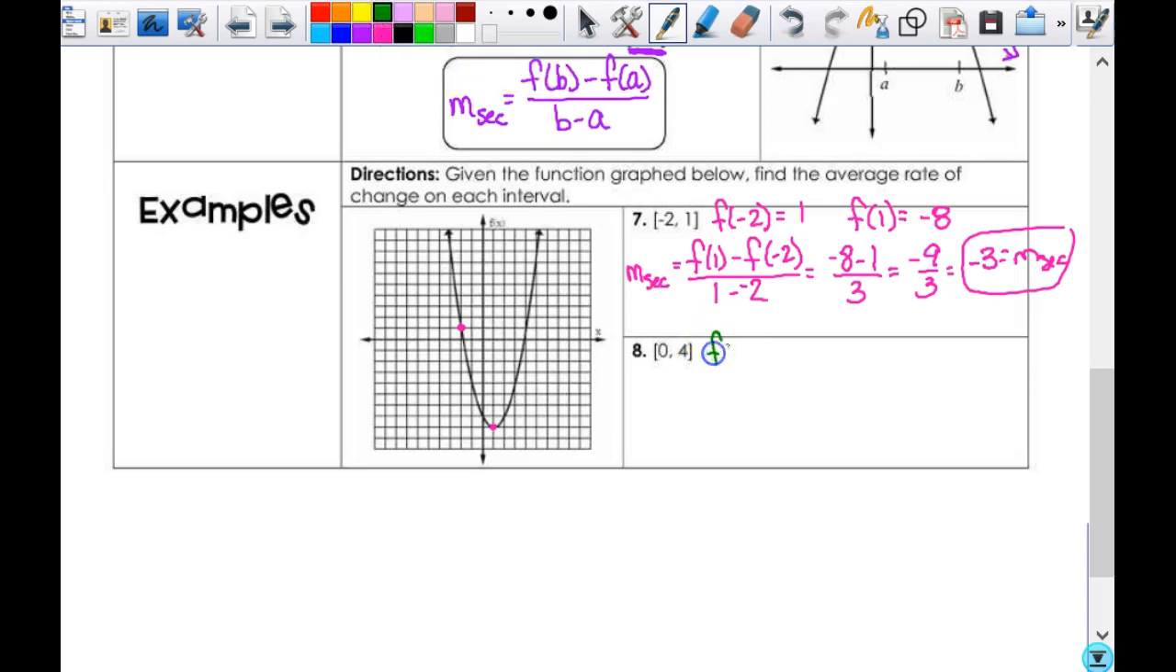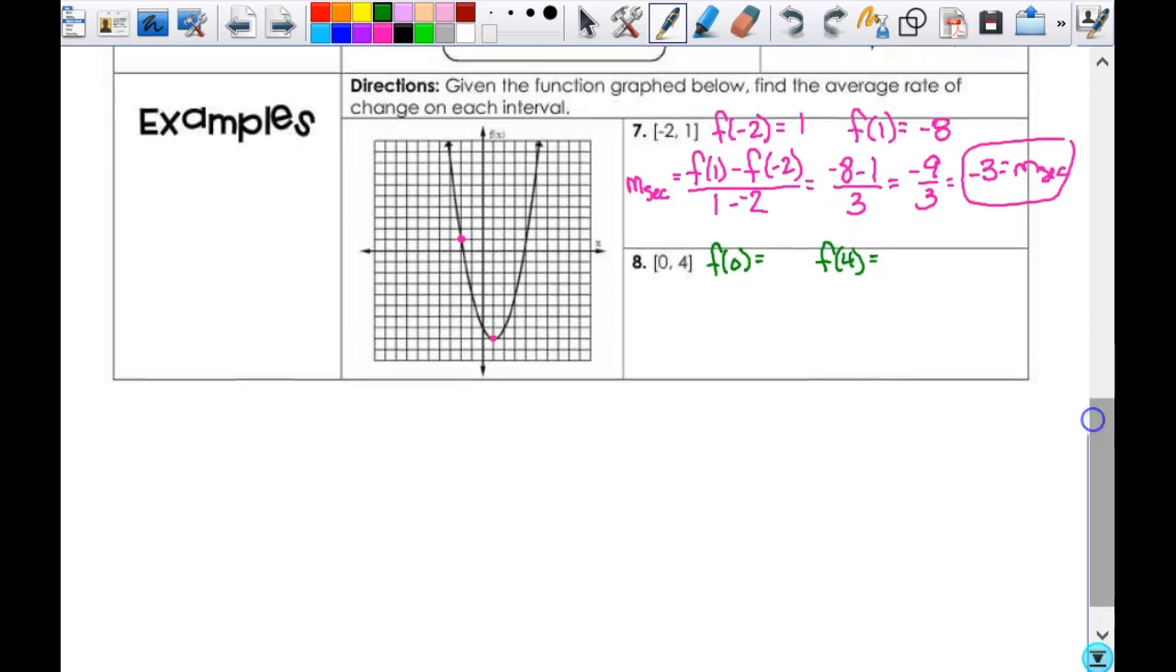We're going to have to find f of 0 and f of 4. So what is f of 0? -7. What is f of 4? 1. It's 1. It looks pretty close there too, but it actually crosses right there at 1.